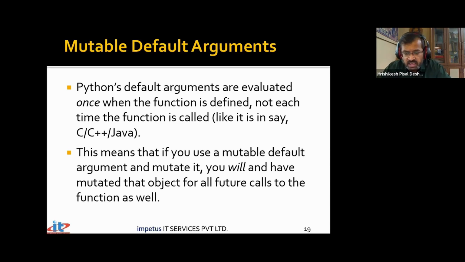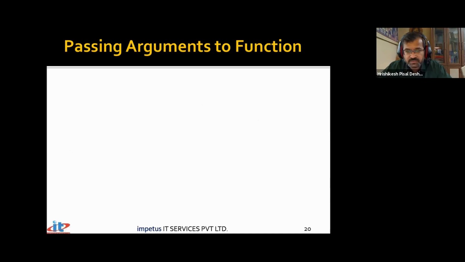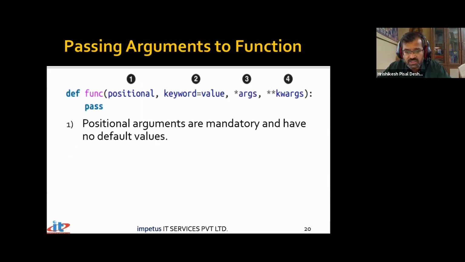This means that if you use a mutable default argument and mutate it, mutate means you change it, you will have a mutated object for all future calls to the function as well. That means if I pass such an argument, once it is changed, that change will be available for all future times as well. It's not changed only once, forever it has changed. That means for every subsequent call also, the value has actually got changed. Okay, so let's have an example of this mutable function argument.